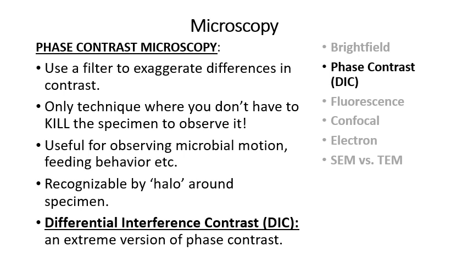This is useful for studying microbial motion, or locomotion and feeding behavior, watching bacteria move around and eat things, watching protists move around and eat things. You can recognize a phase contrast image because the cells kind of look like they have a halo around them. They look like they're luminescent or glowing. And then there's a very extreme version of phase contrast microscopy that's called DIC. DIC stands for differential interference contrast, which is an extreme version of phase contrast microscopy. And I'll show you what each of those look like.